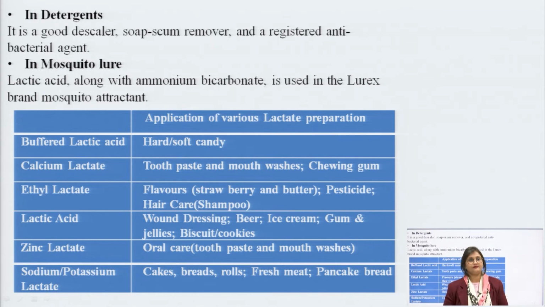Apart from this, various applications of lactate preparations can be seen here in the table. Buffered lactic acid is used in the preparation of hard and soft candies. Calcium lactate is used for making toothpaste, mouthwashes and chewing gums. Ethyl lactate is used as a flavoring agent in strawberry and butter. Ethyl lactate is also used as a pesticide.